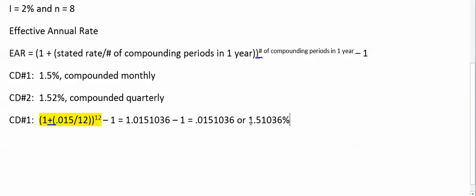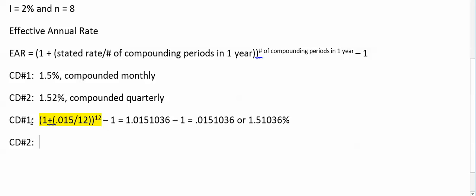Now, right away, I can tell, well, actually, let me backtrack a little bit. When there's compounding that's more often than once a year, the effective rate that we'll calculate with this formula will always be higher than the stated rate. So I know when I calculate the effective rate for CD number 2, it's going to be higher than 1.52. So the effective rate for CD1 is already lower than the stated rate for CD2. So I already know CD2 is my better choice. But I'm going to go ahead and calculate the effective rate for CD number 2.